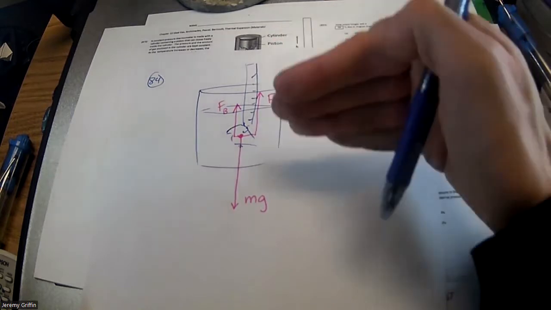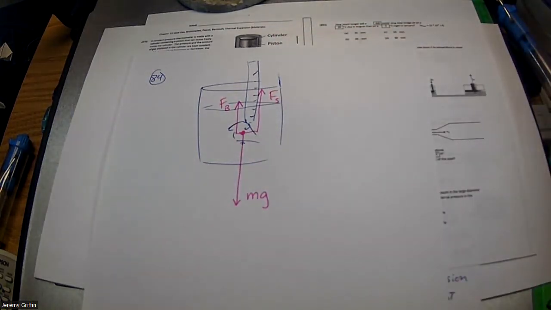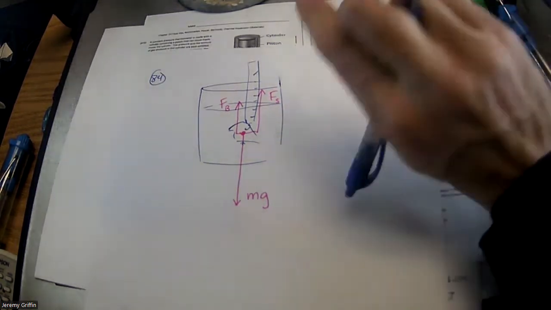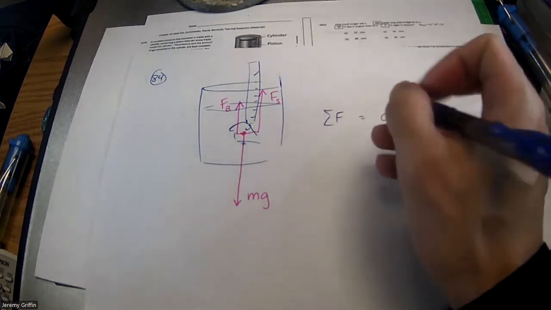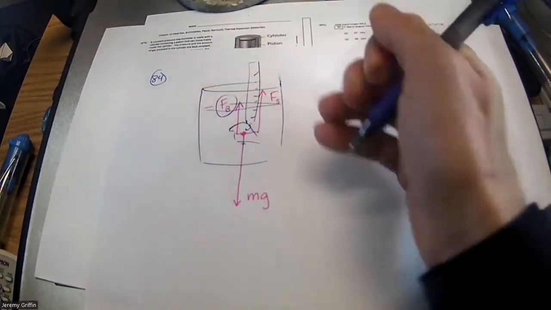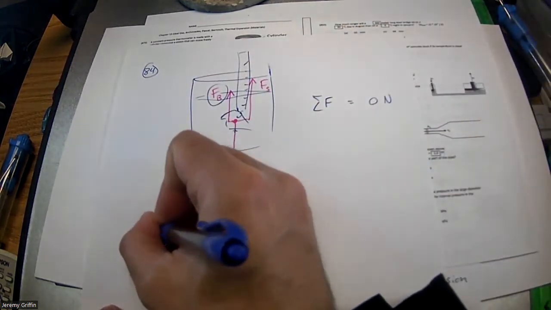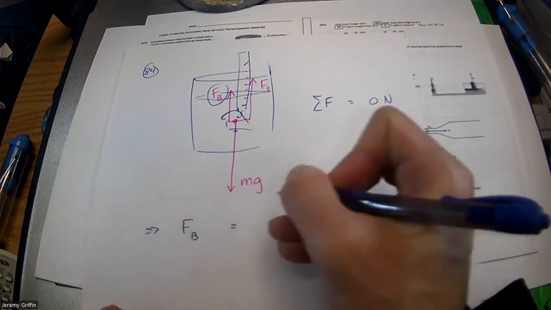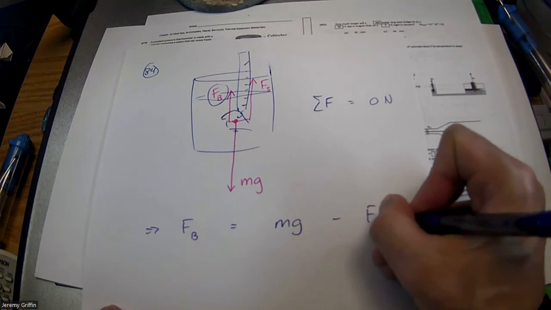Now, since this would be an equilibrium, the bird's not accelerating up or down, there's no net force. I know that those three forces have to balance to 0 newtons. I can say some version of this: the sum of the forces vertical equals 0 newtons. Therefore, couldn't you say that this buoyant force is the difference between these two forces? So buoyant force is equal to the full weight of the bird minus the spring force when it's submerged.